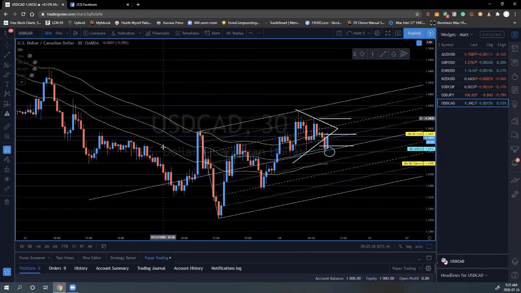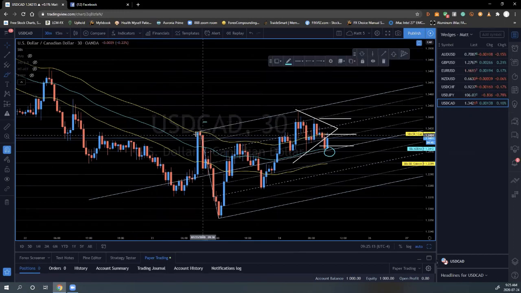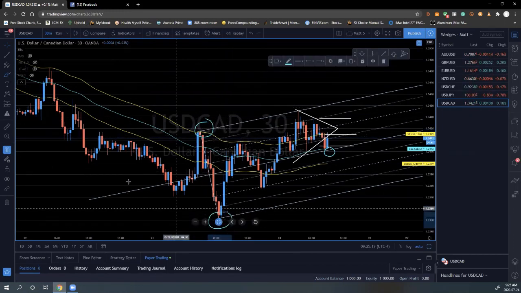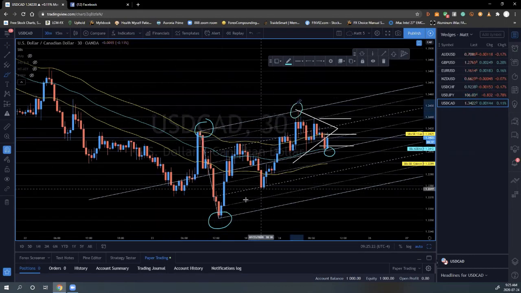Here's my pitchfork. This is what I did. I'll try to explain a little bit. So I put, this is the swing high, this is the swing low, and then I wanted to get this one, and I'm going to show you, it may look a little messy right now.